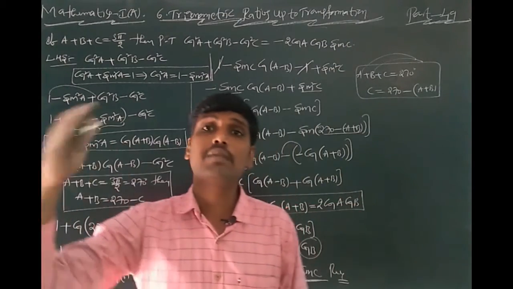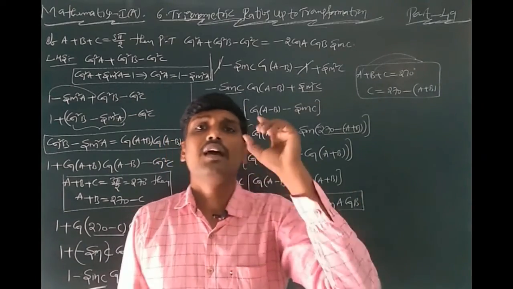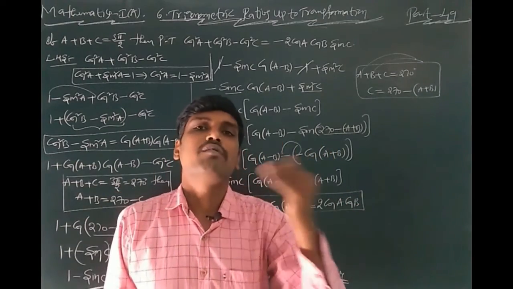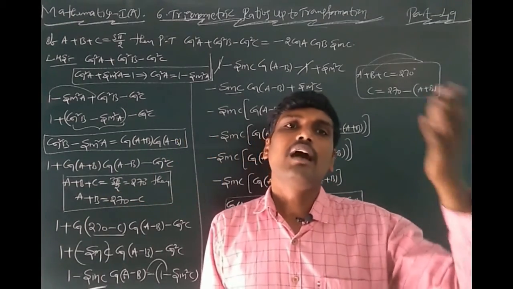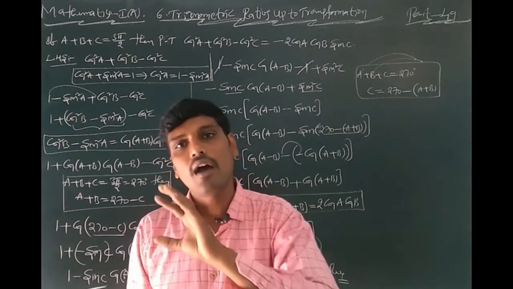This is another model. The only difference between the previous model and this model is that a plus b plus c equals 270 in this model, whereas the previous models had 90 and 180. The problem you can solve in a similar way, but the values are changed.